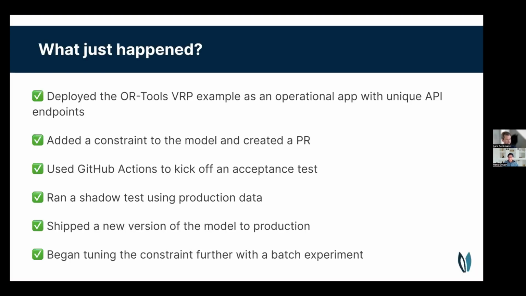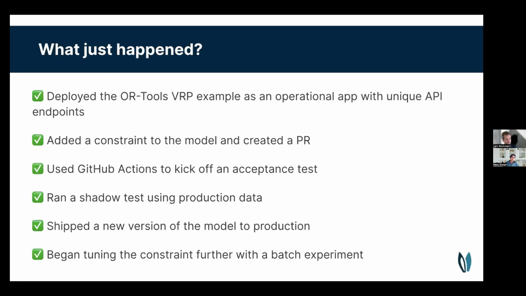Okay, so what just happened? Like I said, Lars did a lot in a short amount of time. So we saw that he deployed the OR-Tools VRP example and made that a truly operational app with Next Move, complete with a unique set of API endpoints, able to run it immediately. Then he went ahead and added a constraint to the model, created a PR, and used GitHub Actions to kick off an acceptance test.